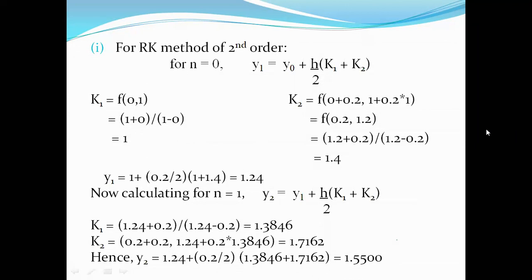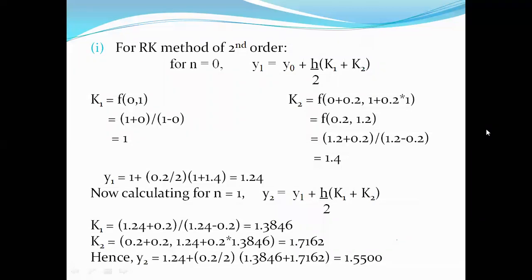And k2, sorry, 0 plus 0.2, and considering y as 1 plus 0.2 into 1. So we are getting x as 0.2 and y as 1.2. So (1.2 plus 0.2) divided by (1.2 minus 0.2), that is coming to 1.4.